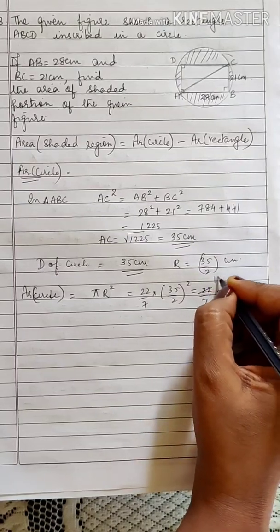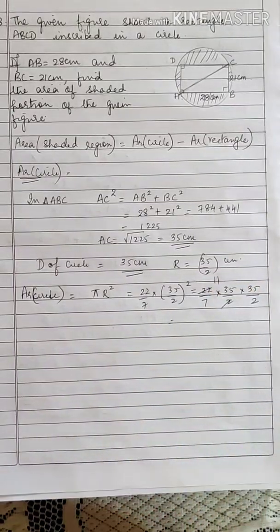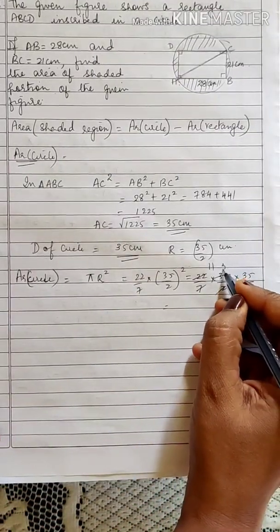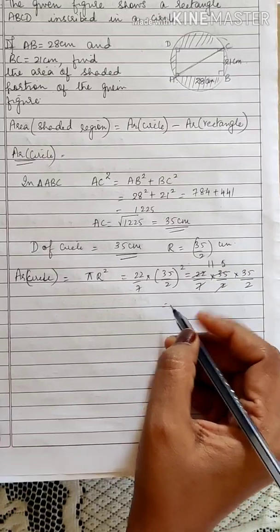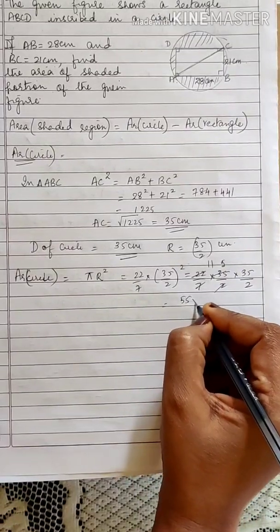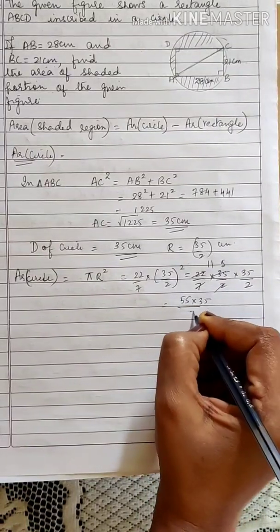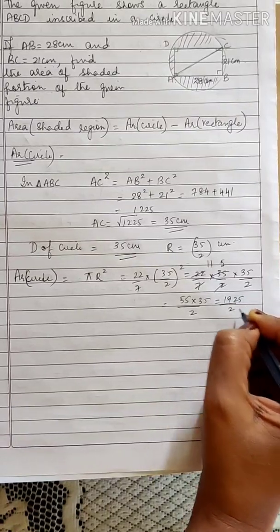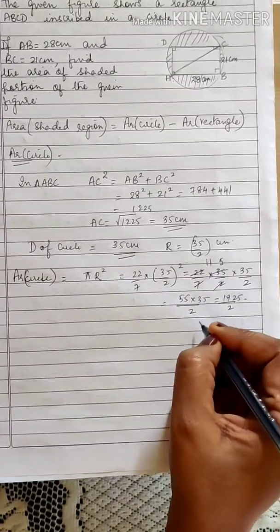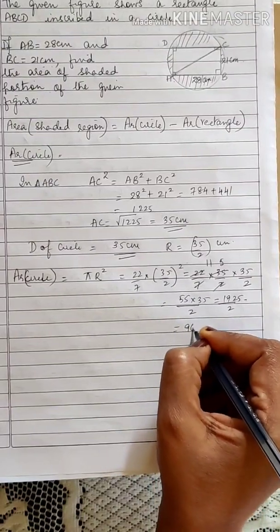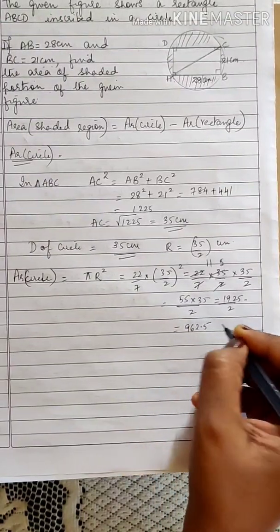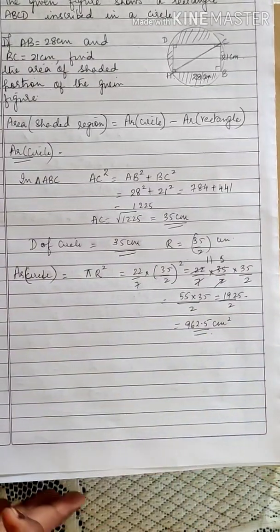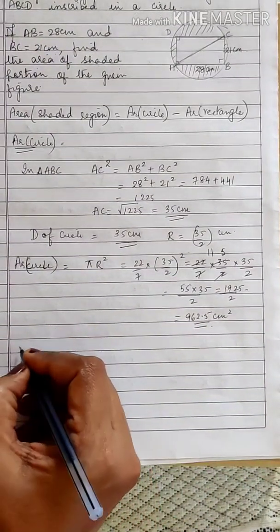2 elevens are 22. So you get 7 fives are 35. So 55 into 35 by 2, which is 1925 by 2, or we can say it is equal to 962.5 centimeter square. So this is the area of the circle.